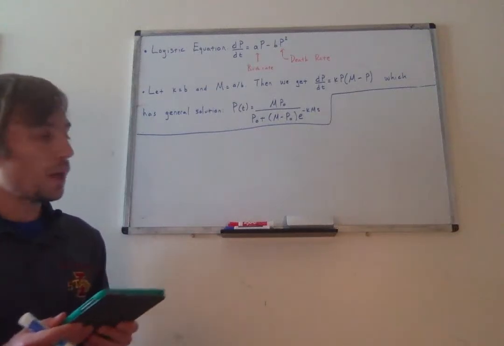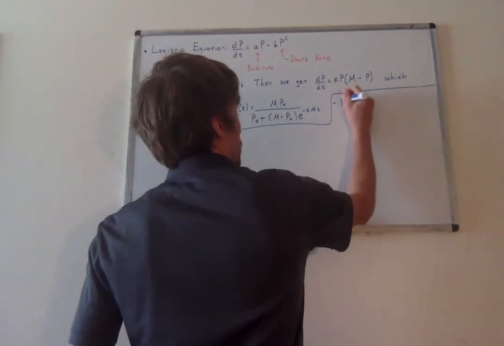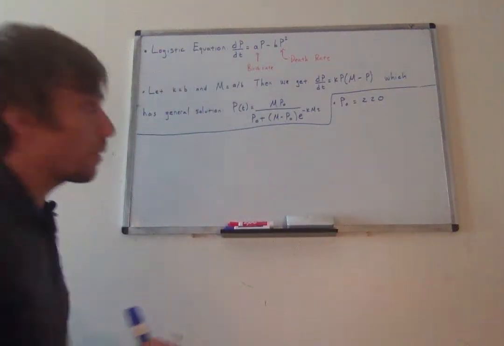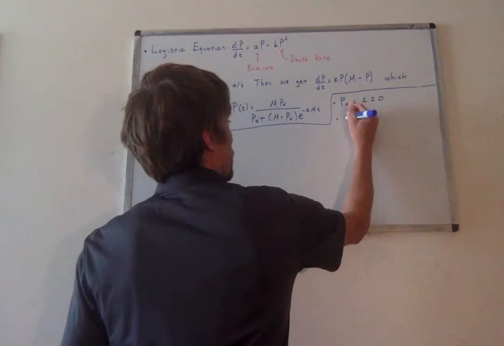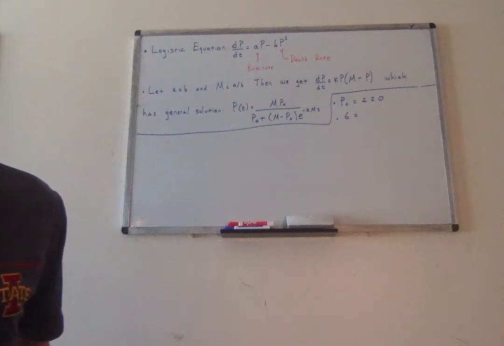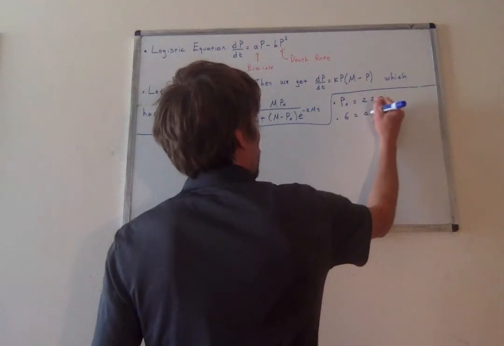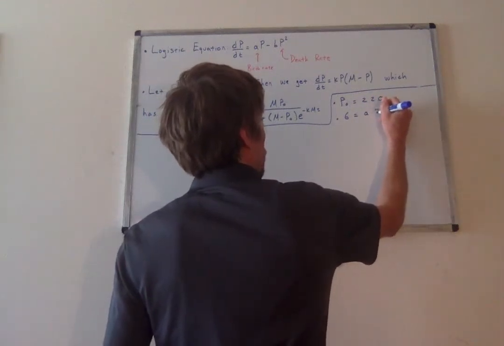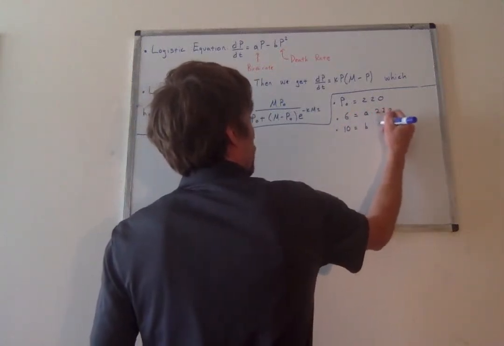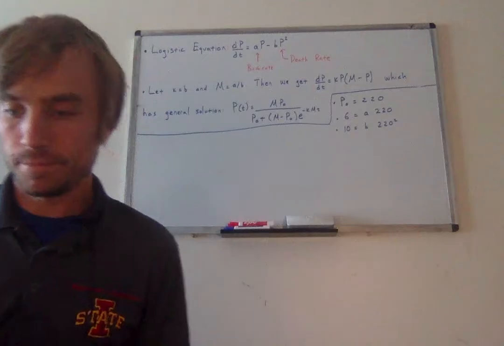We're given an initial population of rabbits to be 220, so P sub 0 is equal to 220. We're also given the birth rate and the death rate. The birth rate is 6, and this means that 6 is the rate occurring at time 0. So we get 6 births at time 0, which means 6 is equal to A times P sub 0, which is 220. And then deaths, we get that 10 is equal to B times 220 squared. So these are occurring at time 0. We know the population at time 0.